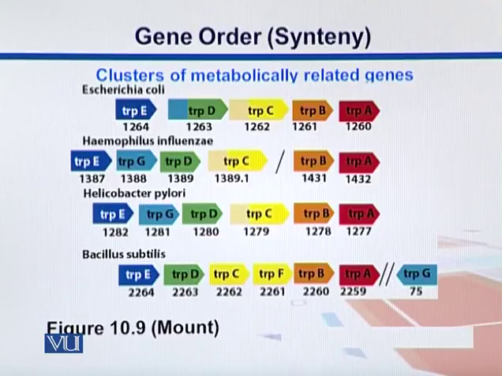We see that the metabolically related genes, the genes which are controlling the same metabolic functions, are found together in clusters. For example, here we see the tryptophan synthesis related genes. The group of genes related to tryptophan synthesis are placed here in different organisms. On the top is E. coli, then we have Haemophilus influenzae, Helicobacter pylori and Bacillus. Mostly these tryptophan related genes are found together, so we believe their synteny is also conserved.